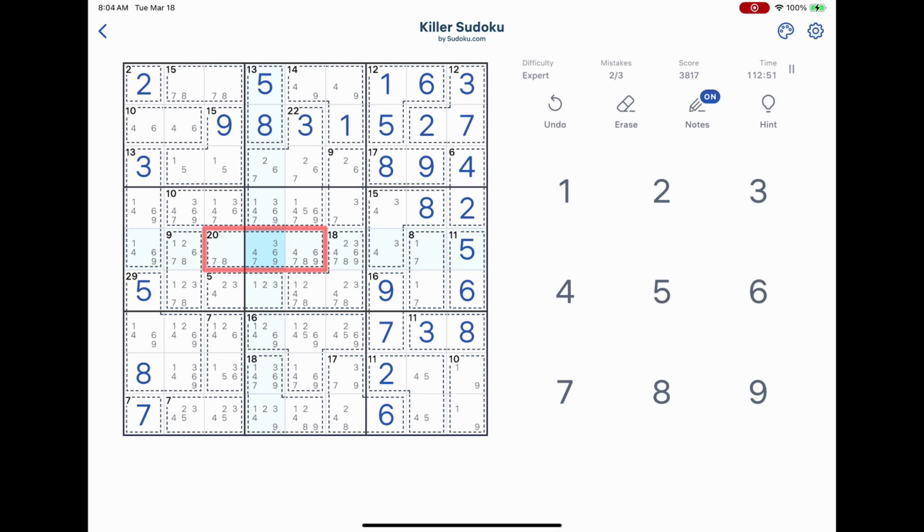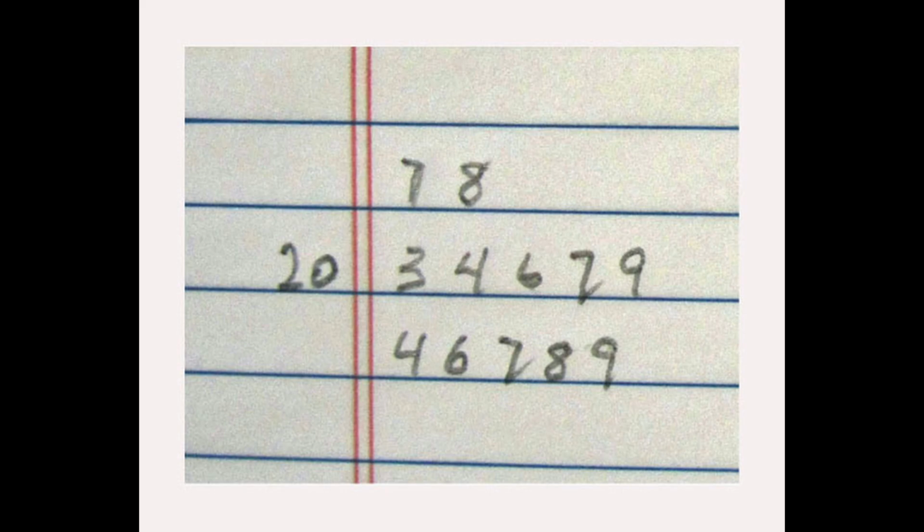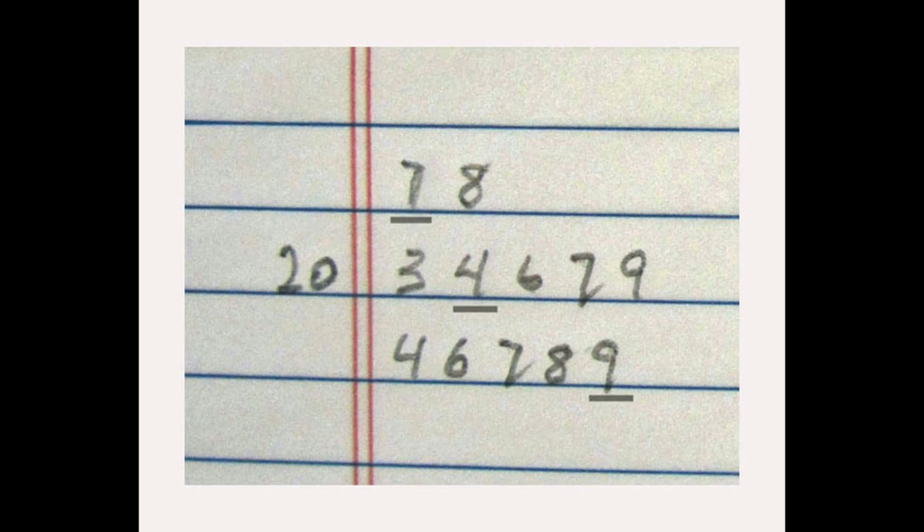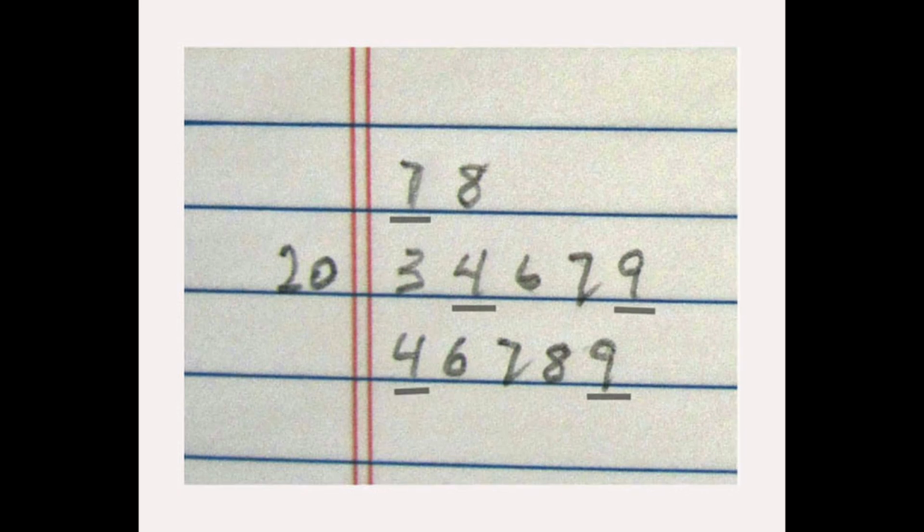Using pencil and paper, write 7 8 on the first line, 3 4 6 7 9 on the second line, 4 6 7 8 9 on the third line. The target number is 20. 7 and 3 is 10. Nope. 7 and 4 is 11 plus 9 is equal to 20. Yes. 7 and 6 is 13. Nope. 7 and 7. Nope. 7 and 9 is 16 plus 4 is equal to 20. Yes. 8 and 3 is 11 plus 9 is equal to 20.